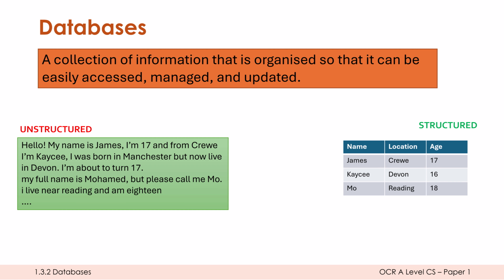A table has got rows and columns. A row in database language is called a record, and a column is called a field. More formally, a field is representing a single attribute of an entity, an attribute being like a property. We've got names, locations, ages, and many more properties we could store. Each is a single example of an attribute. And a record is therefore just a collection of field values for a particular entity. So James is an entity: he's got a name, James, he's from Crewe, he's 17.